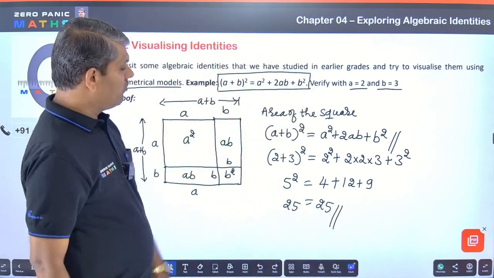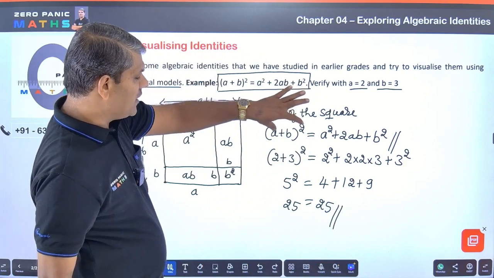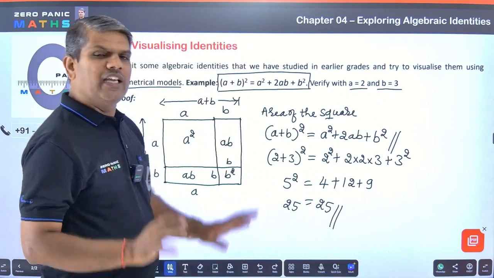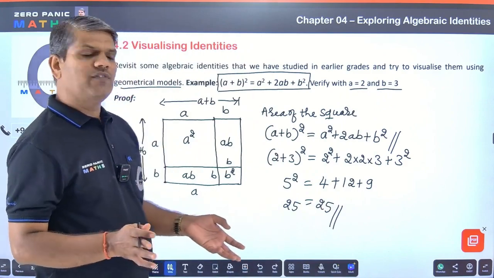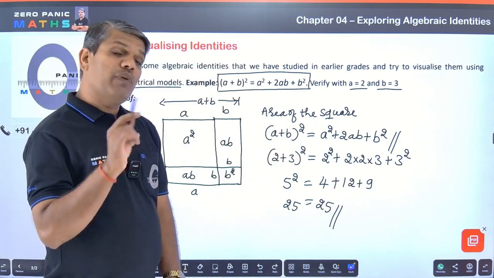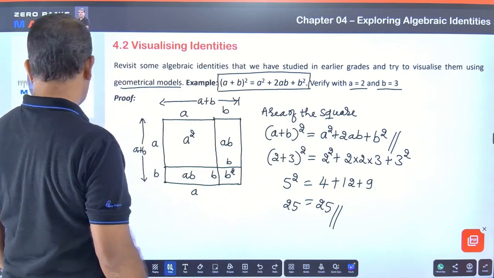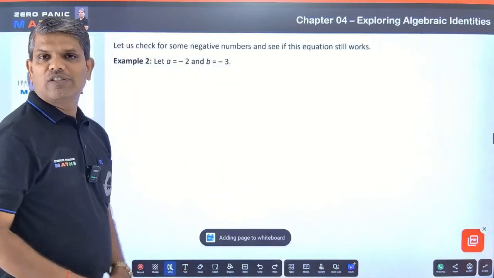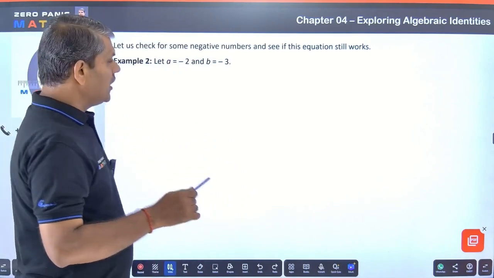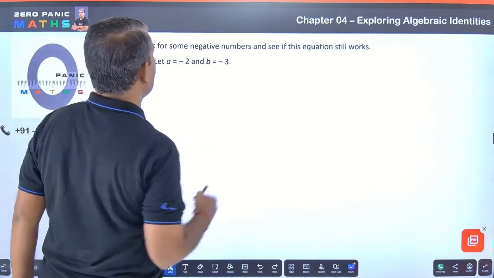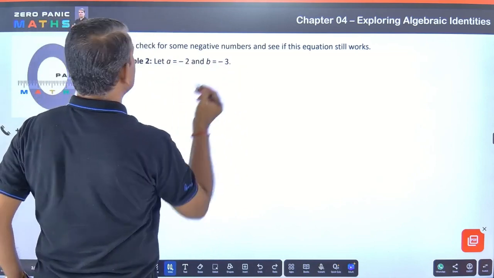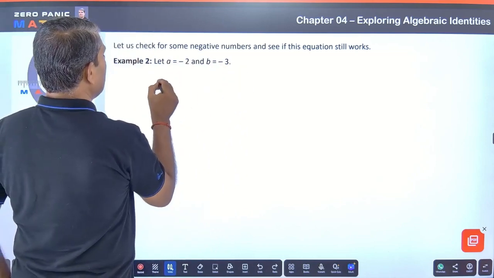Now this is how we verified that this algebraic identity works with A is equal to 2 and B is equal to 3. Some random positive values I have taken. You can put in any values, this will be true. Now let us verify the same identity with negative numbers also. Because we are saying that this is an identity, it should be true for all the values. Now I have verified it for positive. Let us verify it for negative also. Now let A is equal to -2 and B is equal to -3 and verify that.